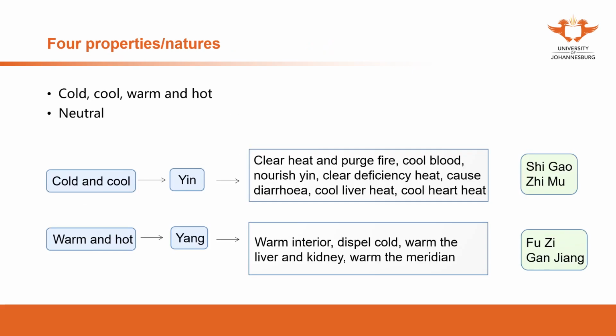The 4 natures of the herbs mainly focus on the characteristics of each herb in terms of cold, cool, warm, or hot. There's another one, neutral. So actually there are 5 properties, but just because of habit, we always talk about the 4 natures.